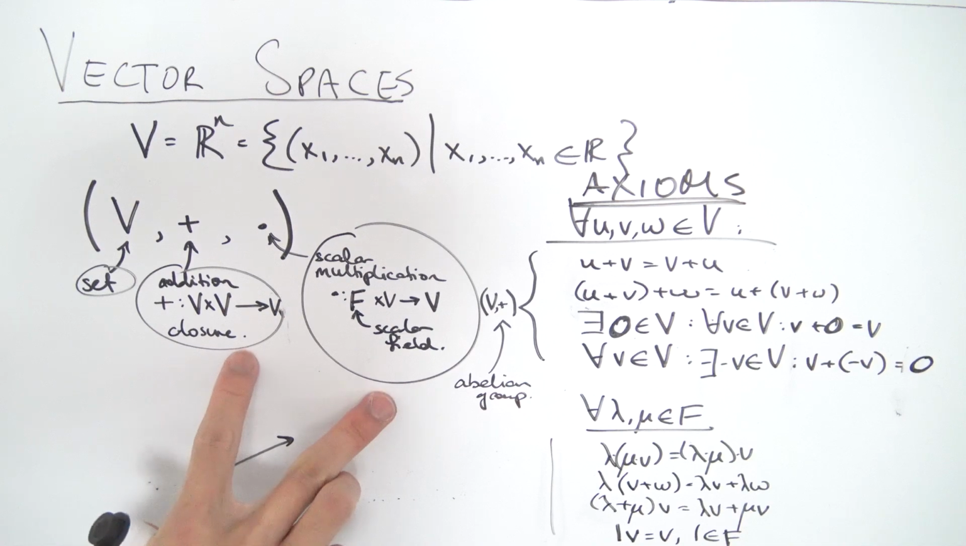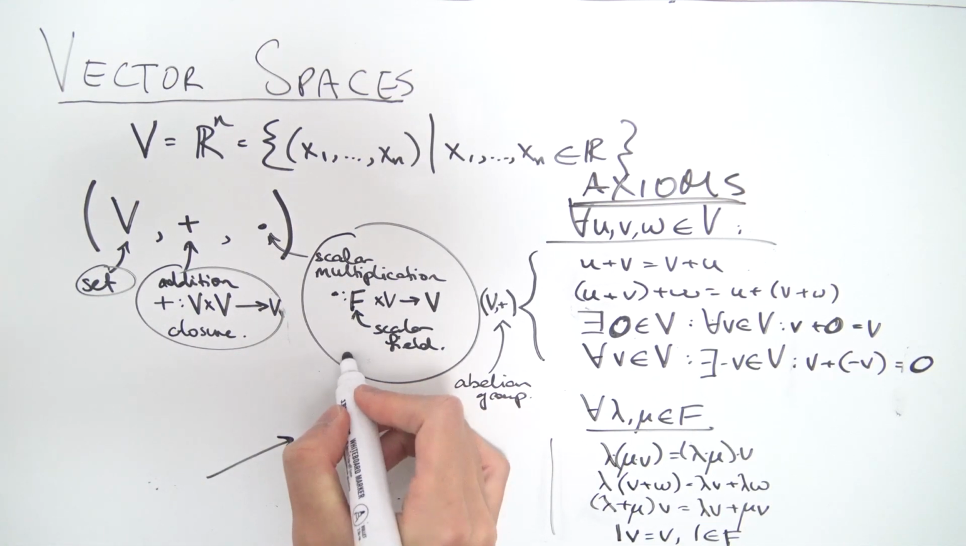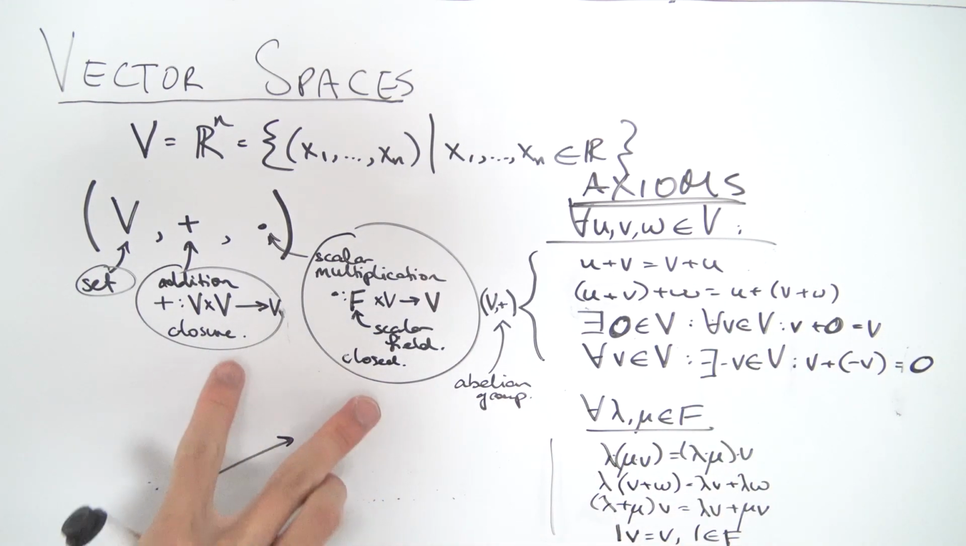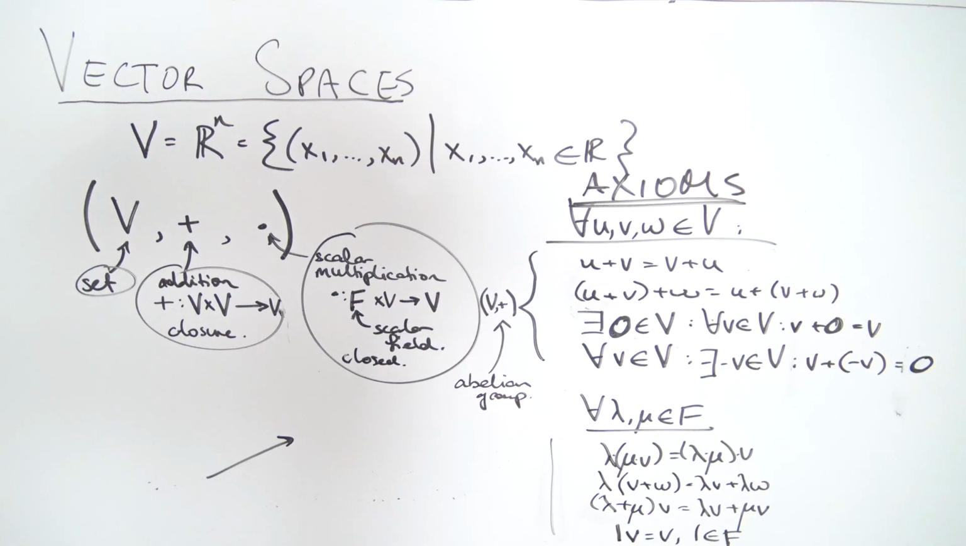And technically these two closure axioms are included as well. So scalar multiplication is also closed. These two are also included as well. So you have the 8 over here plus the 2 over here. That makes 10 axioms for a vector space. So there's quite a few, but there's a nice way to memorize these.